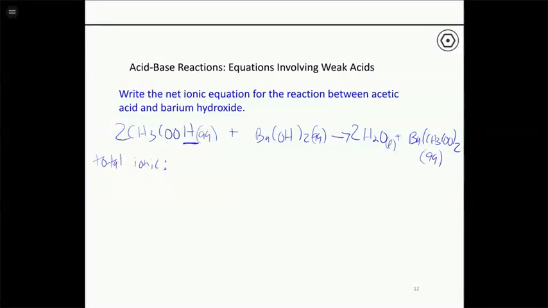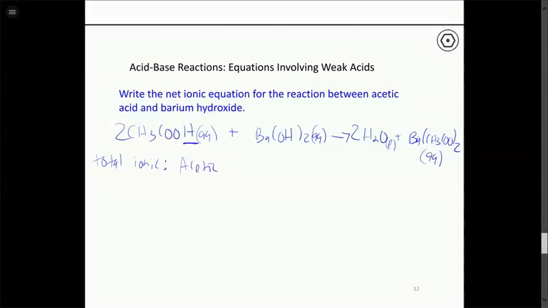But anyway, for the total ionic equation, we have to recognize that acetic acid is a weak acid, so we don't separate it into ions. All right, so the reason I'm introducing this example is to show you this distinction with weak acids. So when we have the total ionic equation, CH3COOH we don't do anything with. It remains intact, or the vast majority of it remains intact.